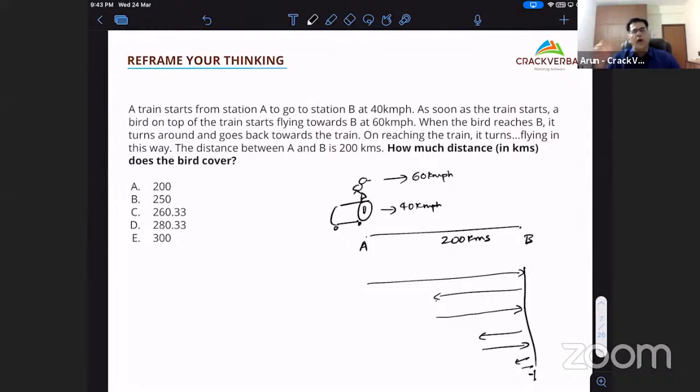Now, I want to draw an analogy for verbal. Think of verbal also like that. There are a set of finite formulas, but the formulas by themselves are not going to save you. What you require is application of those formulas under time constraint, right? That's the key that you need to remember. It is knowing the formula, applying the formula under the time context.